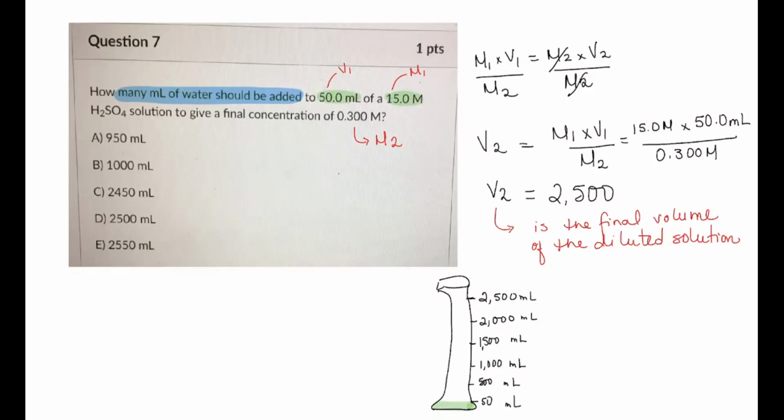What the problem is stating is that we needed to add some water to get a final concentration of 0.3. So we didn't add 2,500 milliliters of water. What we added was up to the line of 2,500. We already had 50 in there. And when we add all of this water up to 2,500, now the solution overall, all of this, has a concentration of 0.300 molar.